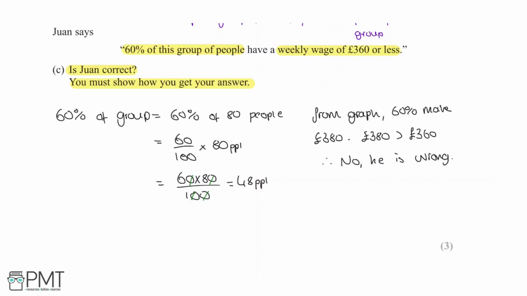This part is worth 3 marks. The first mark comes from working out the number of people. The second mark comes from reading this value from the graph, and the third mark comes from a correct conclusion as such.